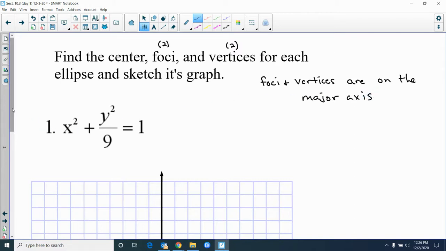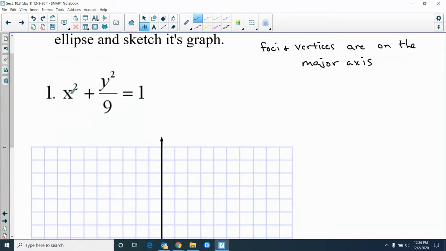All right, now you take a look at this one. You always had it over a squared over b squared. Well, if you just have an x squared, go ahead and think of that as x squared over 1 plus y squared over 9 equals 1.